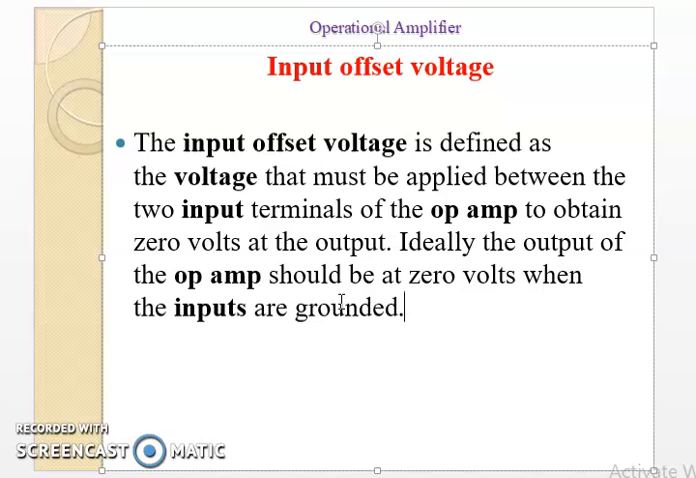So, practically, as it is not possible, we have to provide such an input to the operational amplifier that, because of that input, the output level becomes 0. So it is defined as the voltage that must be applied between the two input terminals in order to obtain 0 volts as the output. So this is the offset voltage, the input offset voltage.